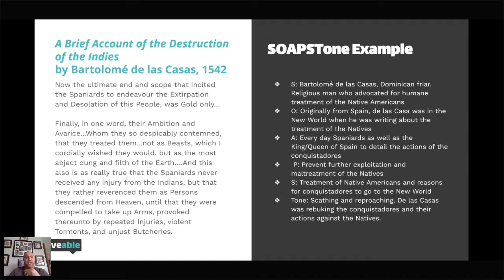It's scathing, right? It's very reproaching. He's saying, "Shame on you." All right, he's telling the conquistadores, "You need to stop. This isn't Christian. This isn't human. This is not how we treat everyone else." All right.